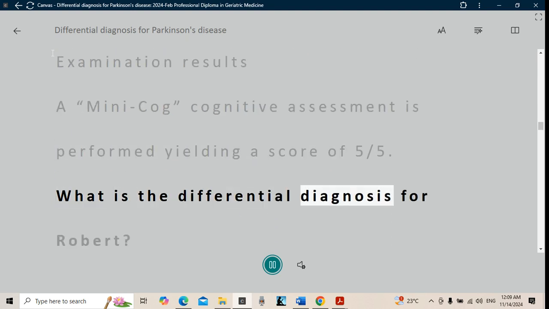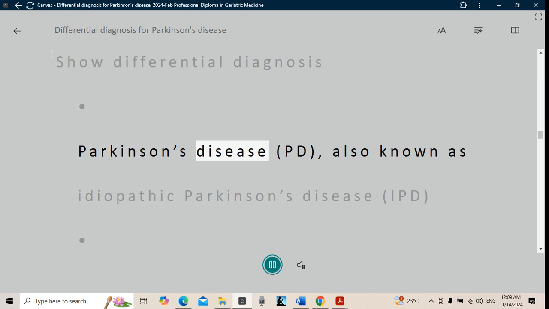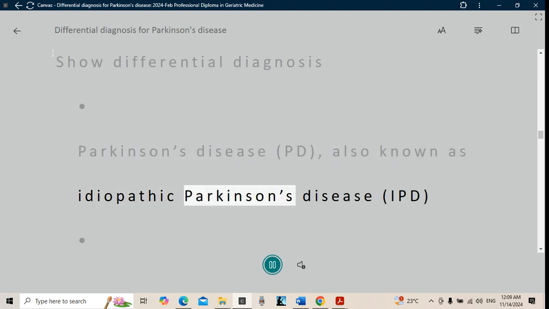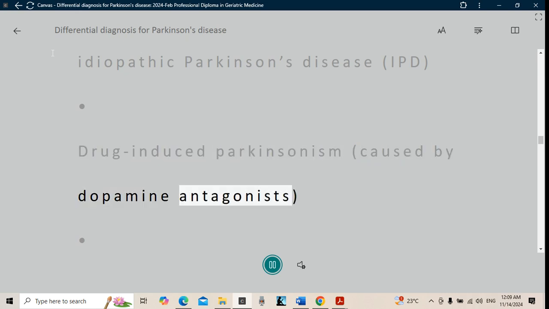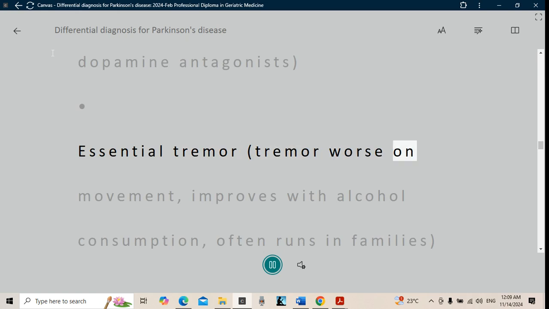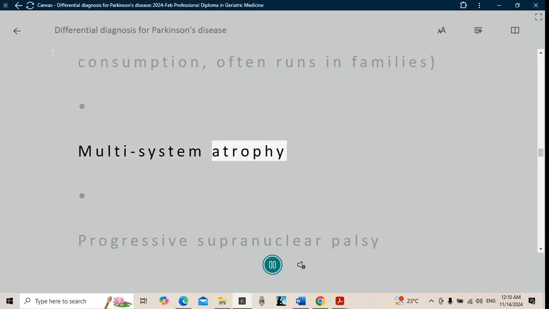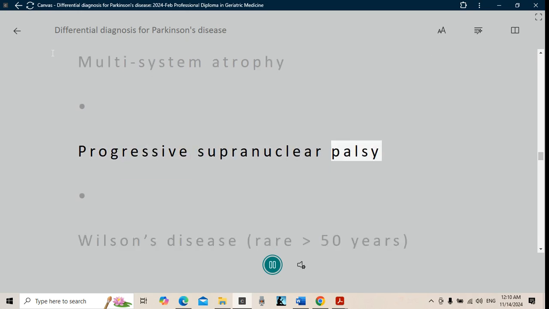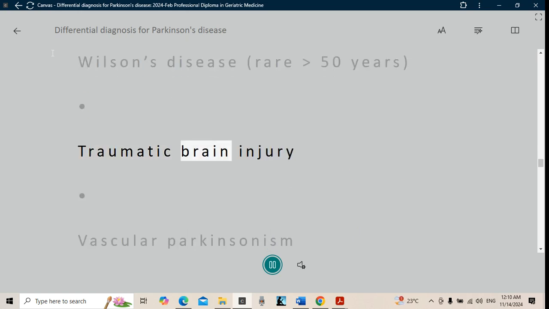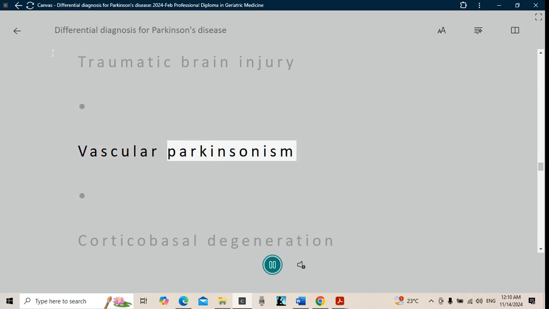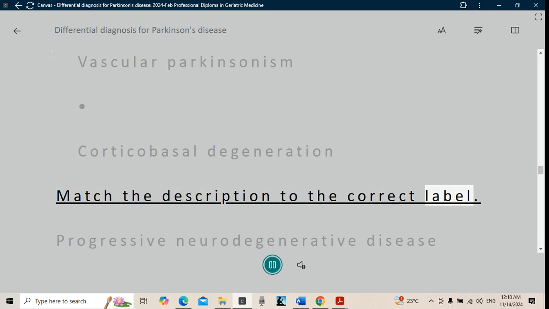What is the differential diagnosis for Robert? Show differential diagnosis. Parkinson's disease, PD, also known as idiopathic Parkinson's disease, IPD. Drug-induced Parkinsonism, caused by dopamine antagonists. Essential tremor, tremor worse on movement, improves with alcohol consumption, often runs in families. Multisystem atrophy. Progressive supranuclear palsy. Wilson's disease, rare greater than 50 years. Traumatic brain injury. Vascular Parkinsonism. Corticobasal degeneration.